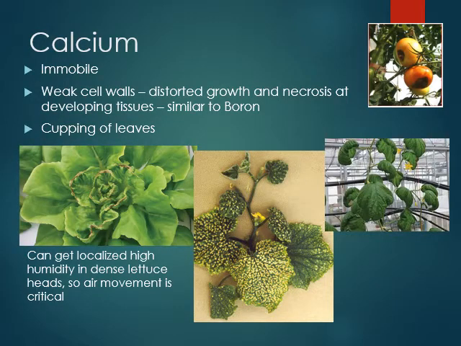Calcium. So calcium we've talked about, again, Plant Science 2, but be a little more specific today about things like blossom end rot in tomatoes and edge burn in lettuce. Cupping in cucumbers, we've already seen that. And extensive necrotic spots in cucumbers in really pronounced calcium deficiencies.